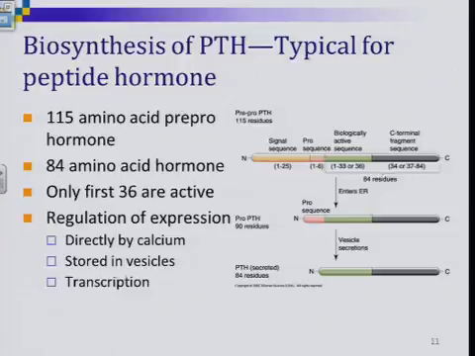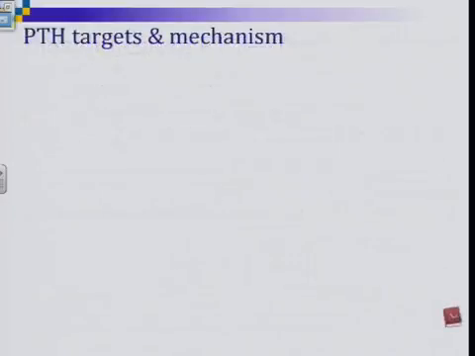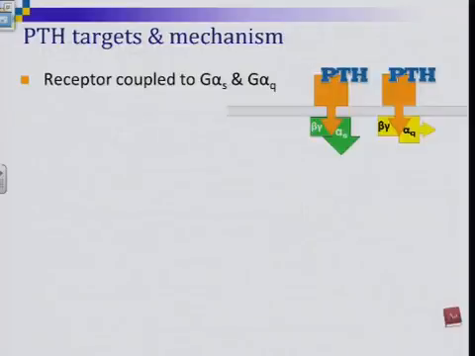Its expression is regulated directly by calcium. It's by its storage in vesicles and its transcription. So the parathyroid hormone receptor is coupled to both G-alpha-S and G-alpha-Q.